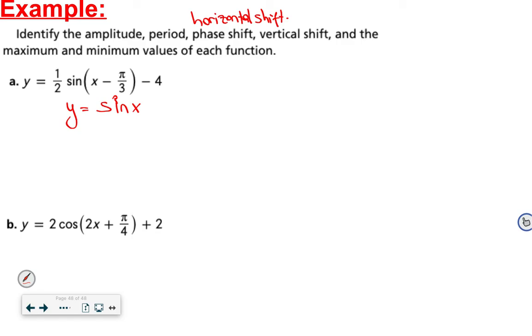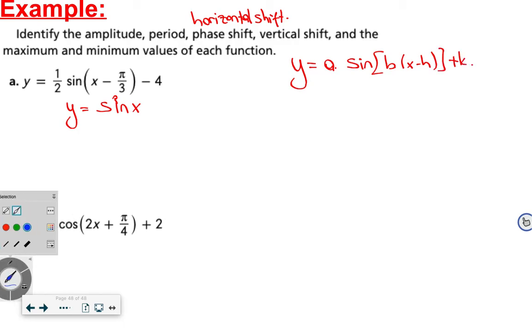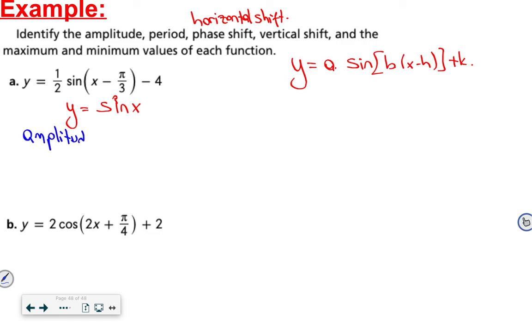And what was your general form of the transformed function? Y is equal to a times sine or cosine, it doesn't matter, b times x minus h plus k. Let me find the amplitude, period, maximum, minimum points of the original function. The amplitude is positive 1. Your period is 2 pi. Your maximum is positive 1. Your minimum is negative 1.